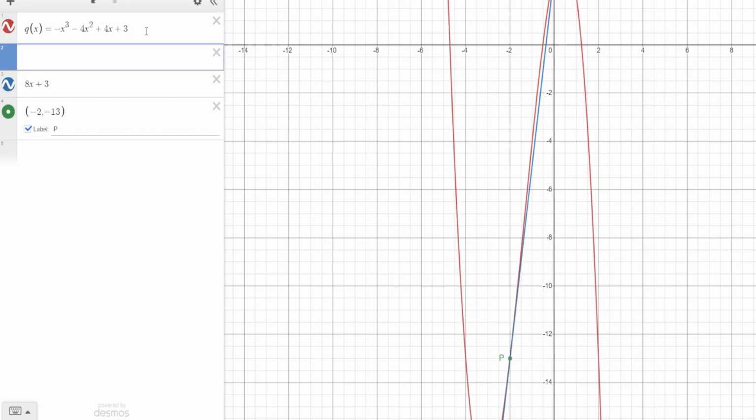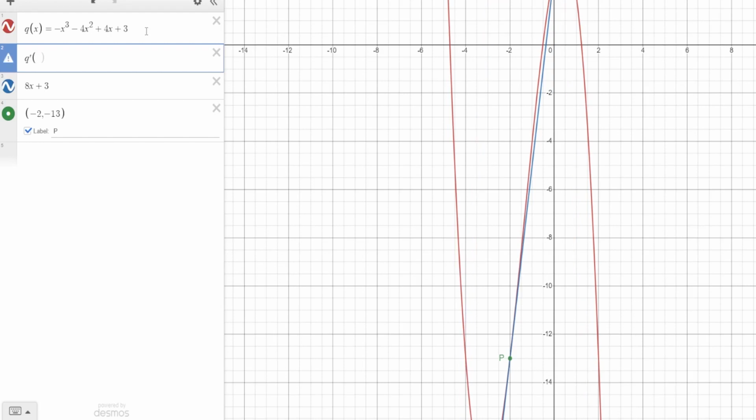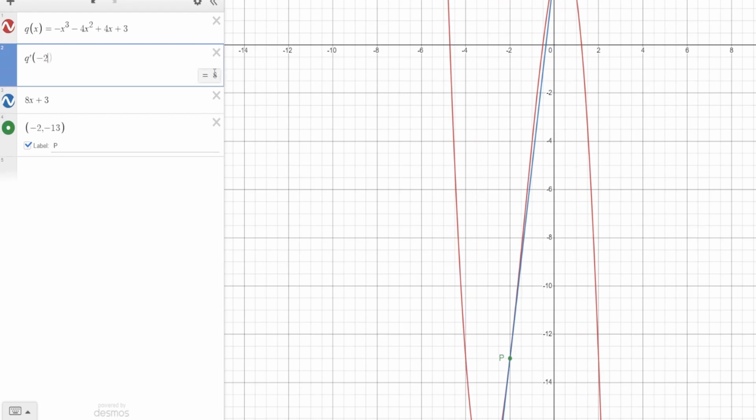So if we do our derivative function, so q prime of x, oh, it graphs it for us. So if we do q prime of -2, x equals 8, which is the same thing as the slope of our tangent line right here. And we use the point to find the y-intercept and solve for the function in point-slope form as well as y-intercept form.